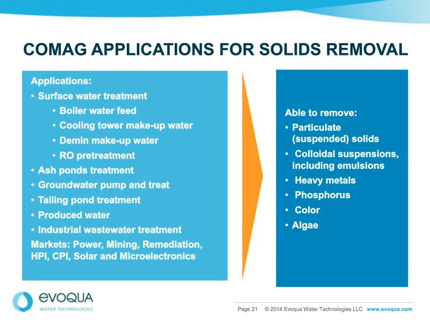COMAG can be applied in a wide range of applications and markets. Surface water treatment for the removal of TSS, which is total suspended solids, phosphorus, color, and algae is a prime pretreatment example prior to boiler water feed, cooling tower makeup, DMIN, and RO technologies. It can be utilized in various wastewater applications as well to remove heavy metals and phosphorus. It is applicable in a wide range of markets such as power, mining, solar, and microelectronics.